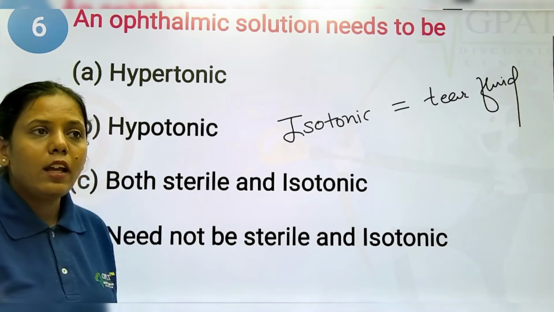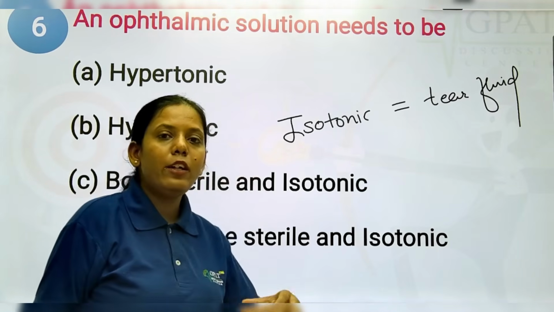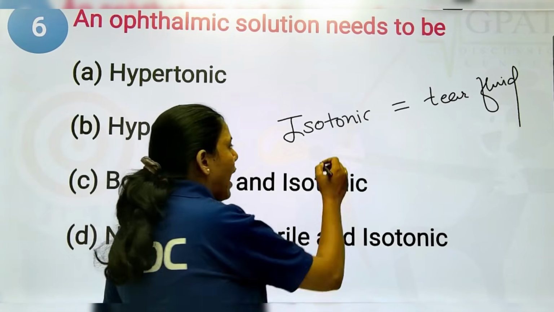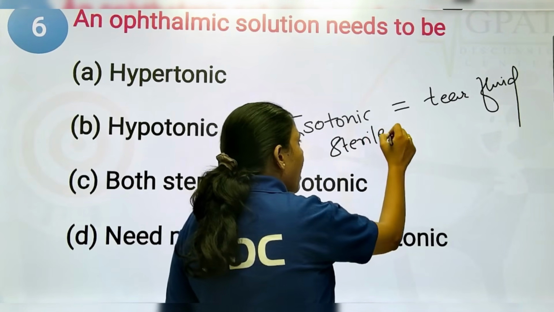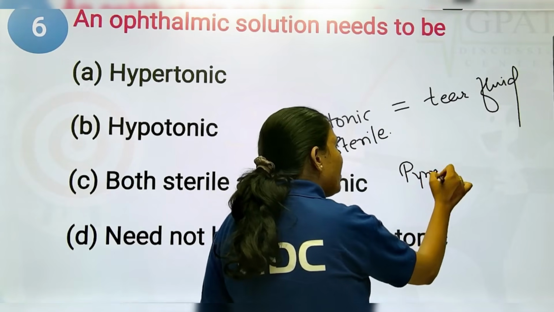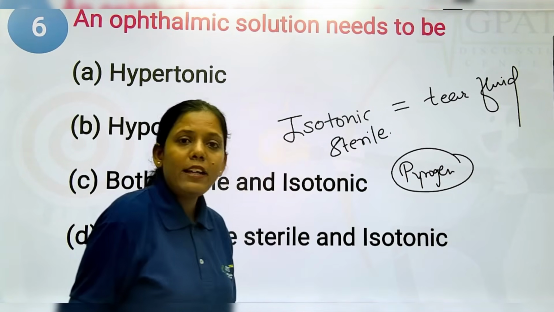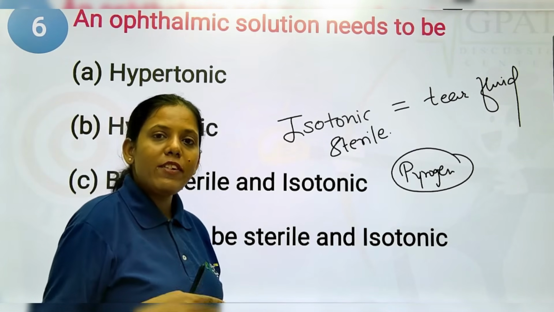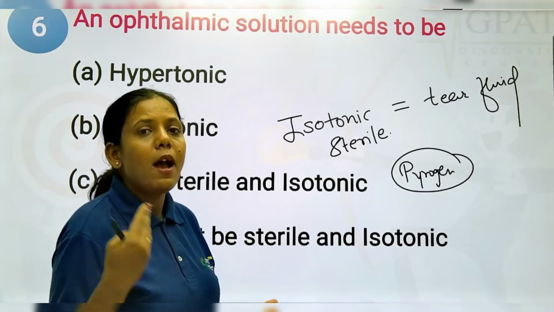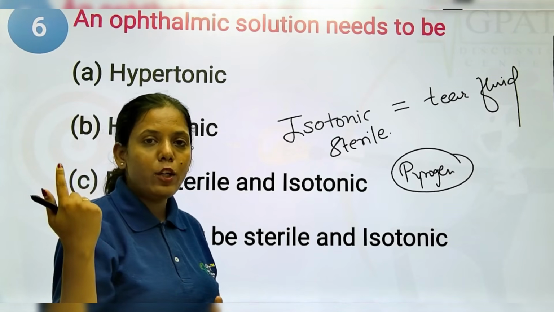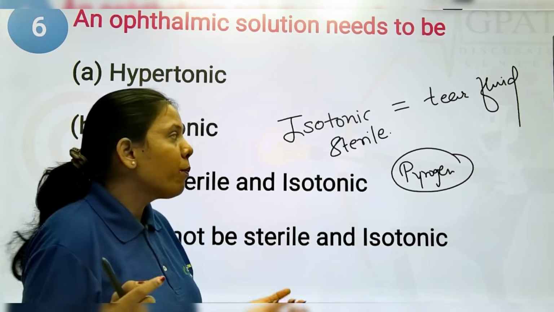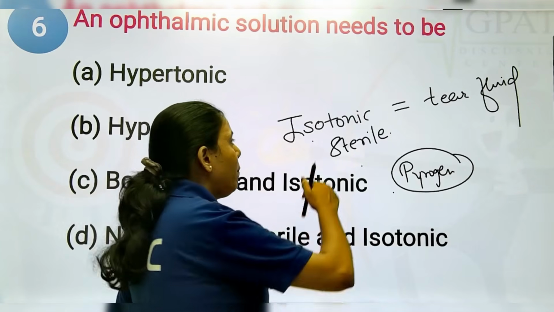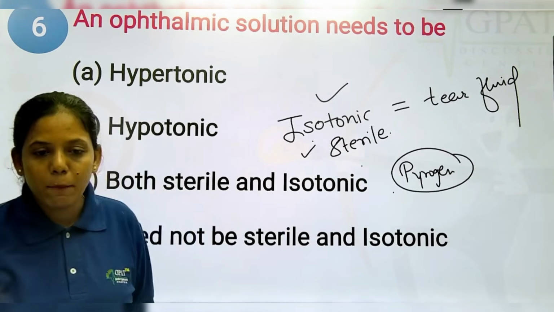Next thing is that if it is not sterile, it can lead to microorganism contamination and give infection to the eyes. So it has to be sterile also. One more thing is pyrogen free, which is required for intravenous or basically systemic circulation. But for an ophthalmic solution, even if it is not pyrogen free, that is fine because pyrogen cannot cross the membrane and enter into the blood circulation from the eyes. So pyrogen free, sterile, isotonic are required for parenteral preparations. But for ophthalmic, isotonicity and sterility are important.